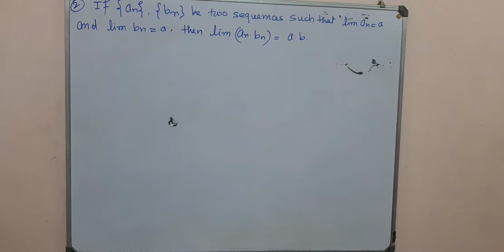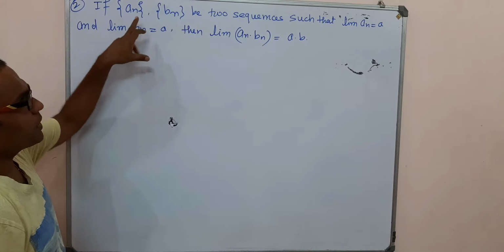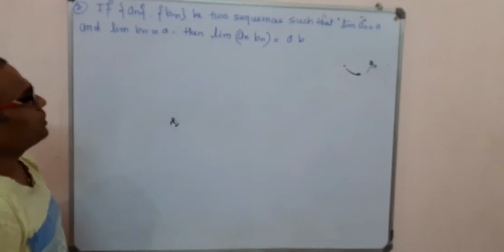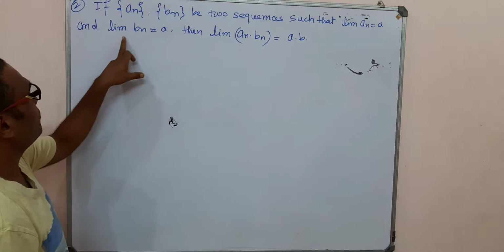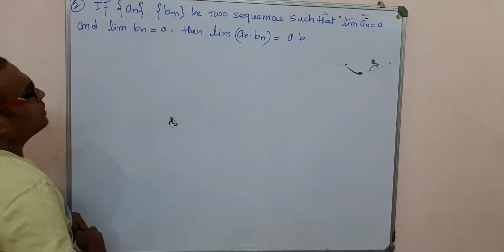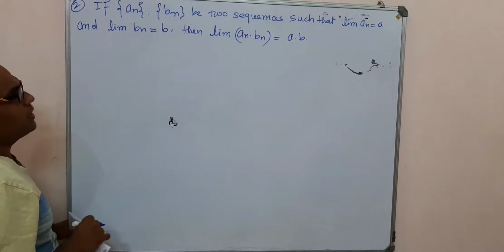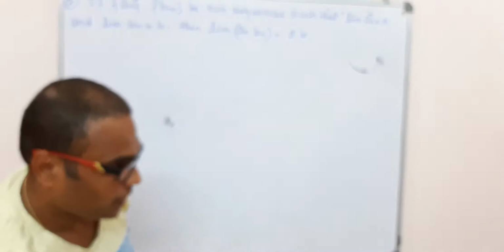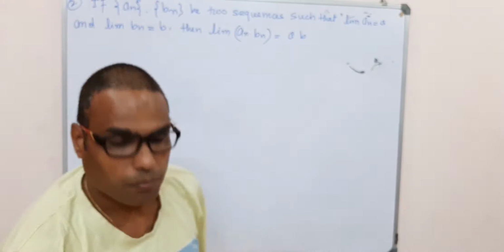Good evening, friends. Today we discuss the next theorem in the continuation of the previous video lecture. Here we assume that a_n and b_n are two sequences such that the limit of a_n is equal to a and the limit of b_n is equal to b. Then the limit of a_n b_n is equal to a b. That is, the limit of the product of these two sequences is equal to a b.